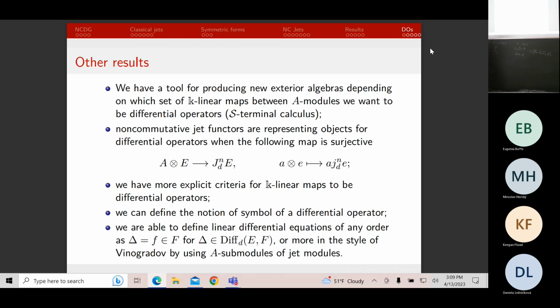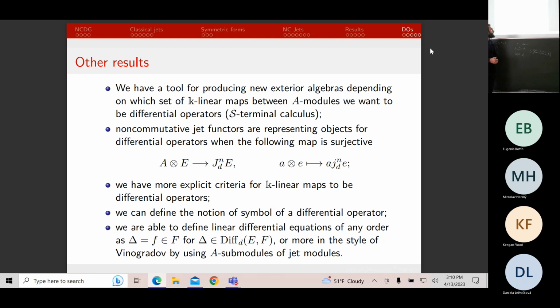What else? We'll have some more explicit criteria for k-linear maps to be differential operators. We can also define the notion of symbol of the differential operator. And finally, now that we have a notion of differential operator, we can also define a differential equation. We have several formulations. This is the more etymological one, where we want to find sections sigma of E such that, once we apply delta, sigma is equal to a section F of E. So this is just a normal differential equation, the classical style.